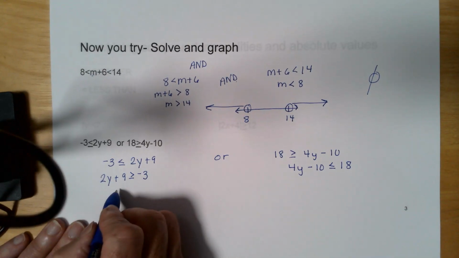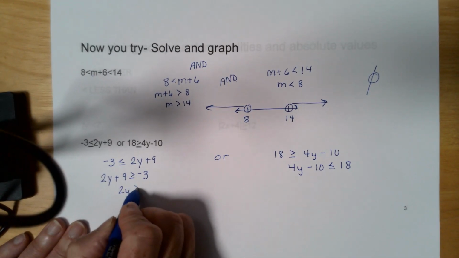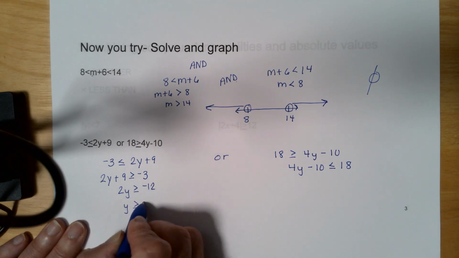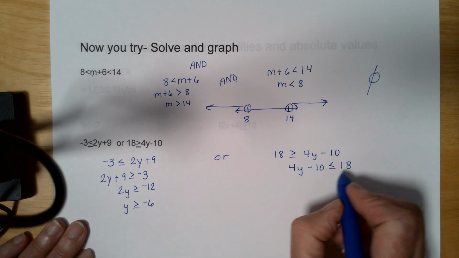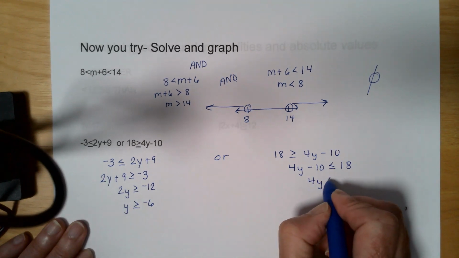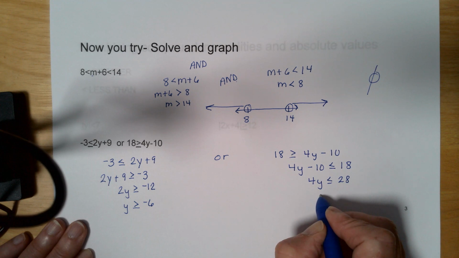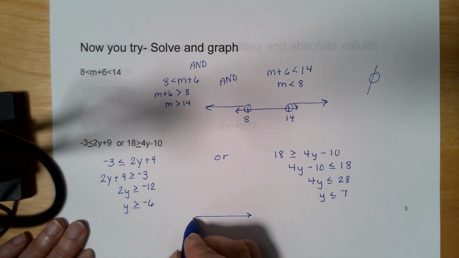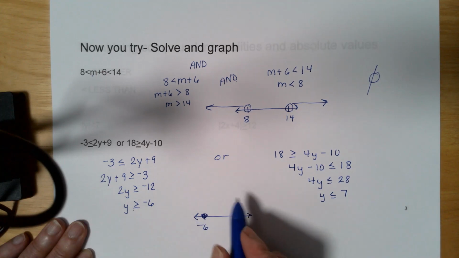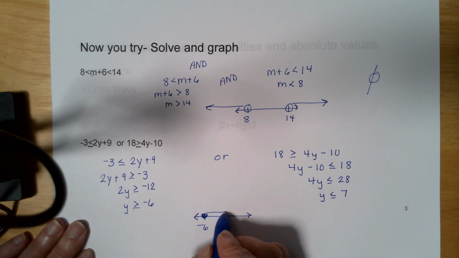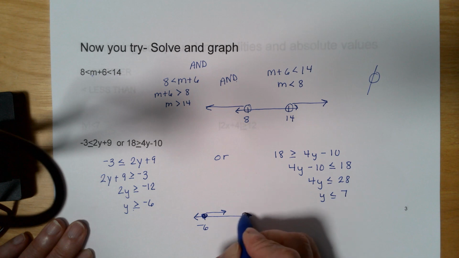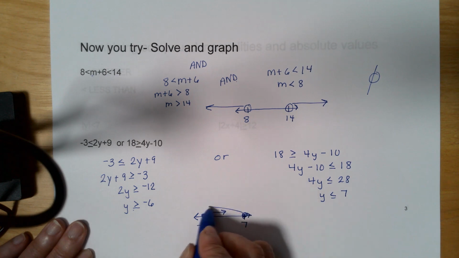I'm going to subtract the 9, so I'm going to have a negative 12, and I'm going to divide by the 2, so I'm going to have a negative 6. This one I'm going to add the 10, so I'm going to have a 28, divide by the 4, so I'm going to have a 7 right there. So when I graph this, I have a negative 6, closed circle, because I have a line underneath it. Okay, it goes in this direction. And then I have a positive 7, closed circle, goes in this direction.